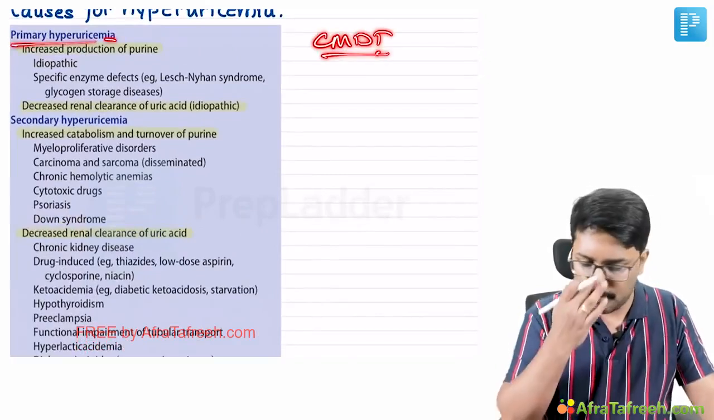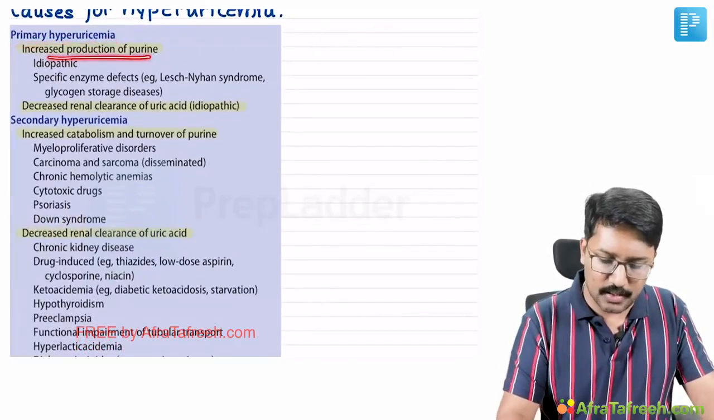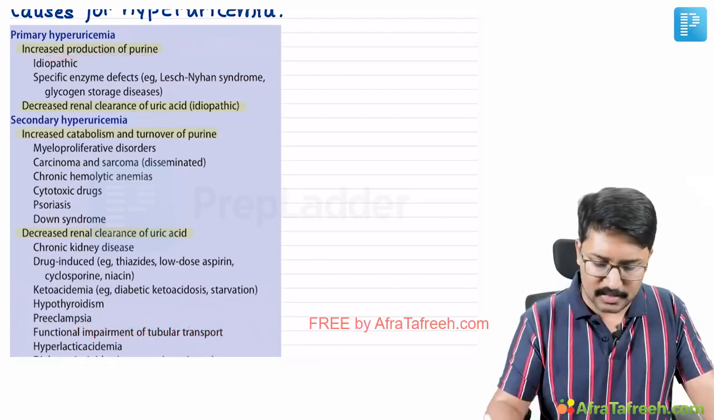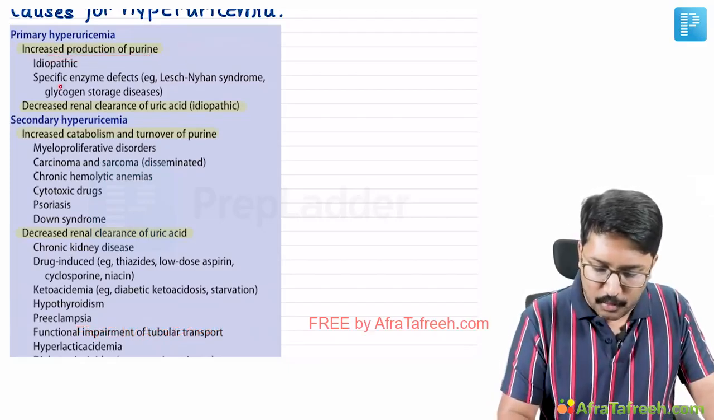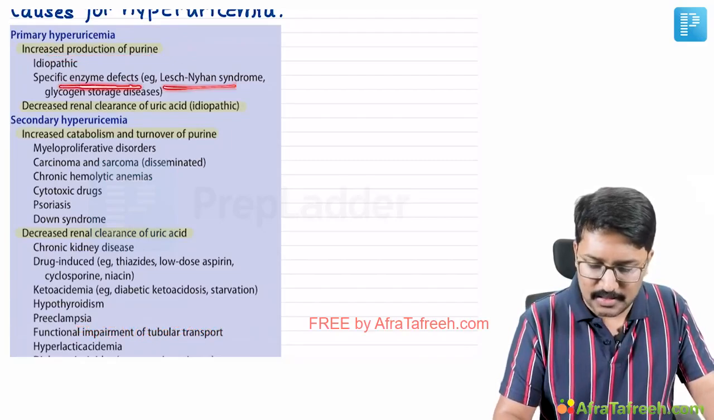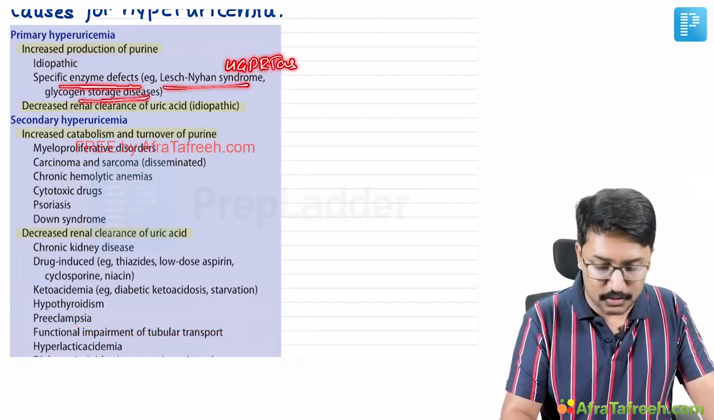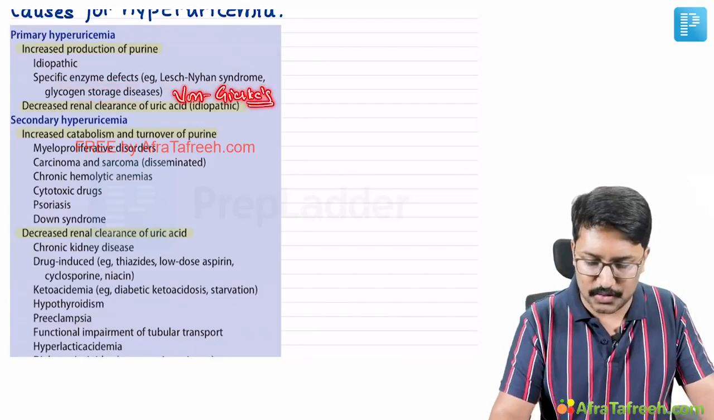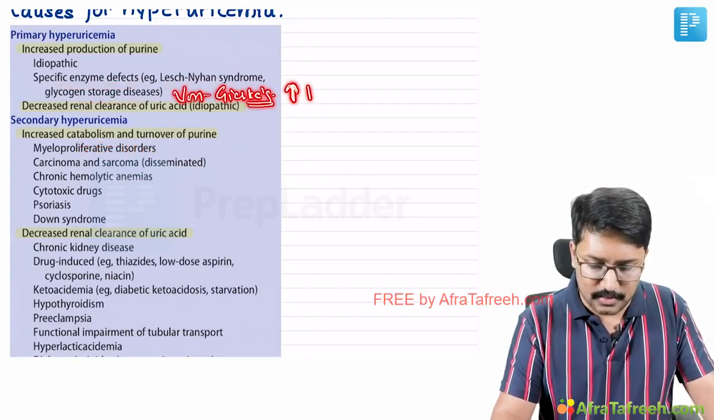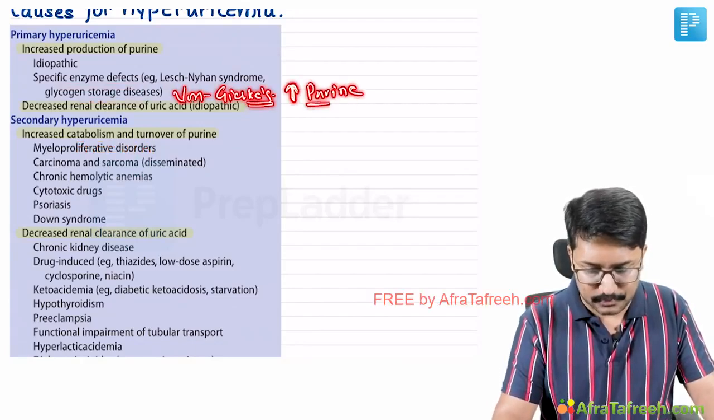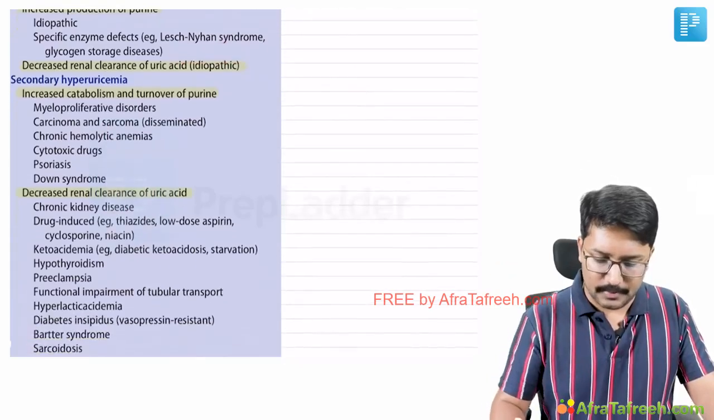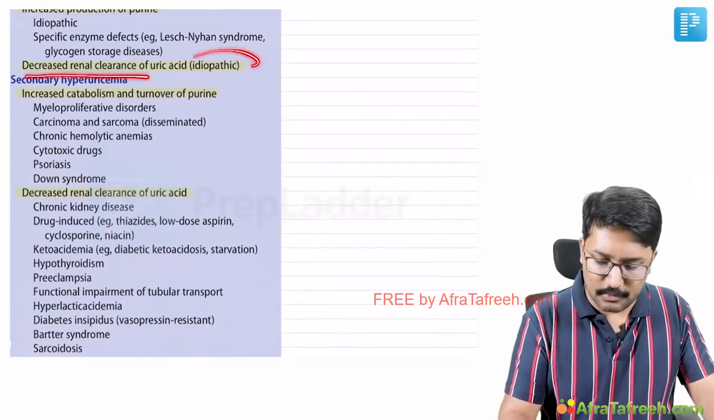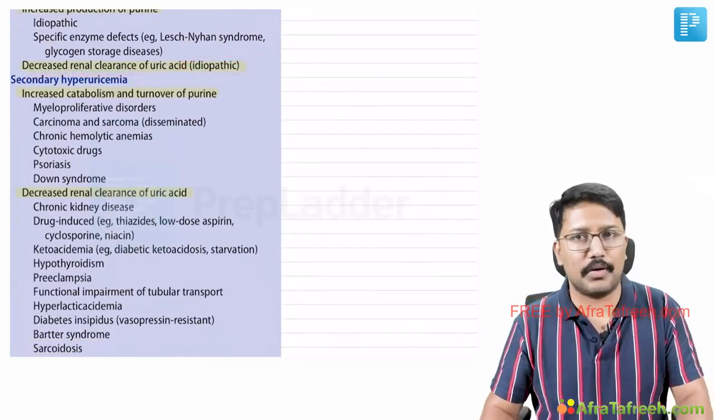So primary hyperuricemia, increased uric acid production, is typical of inborn errors of metabolism, enzyme defects. Lesch-Nyhan syndrome, that is HGPRTase deficiency. And certain glycogen storage disorders also, particularly Von Gierke, is a risk factor. Von Gierke is also associated with increased purine catabolism. Then decreased renal clearance, as I've already told you, is idiopathic whenever we're talking about primary.